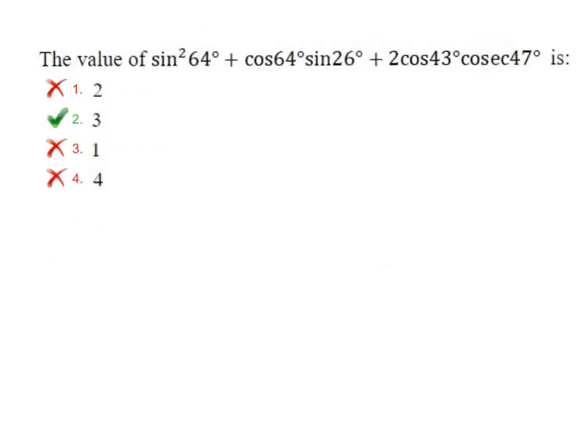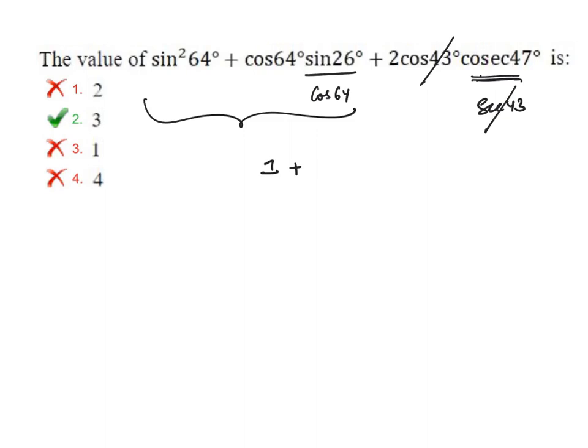The value of sin square 64 plus cos square 64 plus cos 64 into sin 26, plus cos 64 into sin 26. Sin 26 can be written as cos 64. Therefore, the first two terms become 1 because sin square theta plus cos square theta is 1. And next, you can write cosecant 47 as secant 43. Cos theta secant theta gets cancelled. So it's 2. 1 plus 2 is 3.